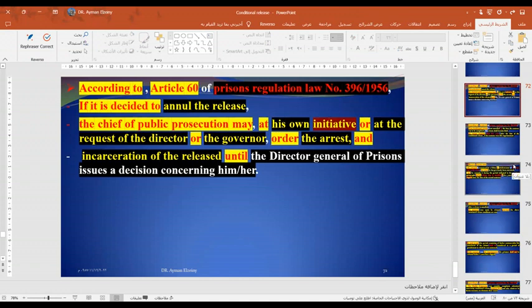According to article number 60 of prison regulation law, if it is decided to annul the release, the chief public prosecutor may at his own entity or at the request of the director of the governor order to arrest the person whom granted conditional release and incarceration of release until the director general of prison administration issues a decision concerning him.